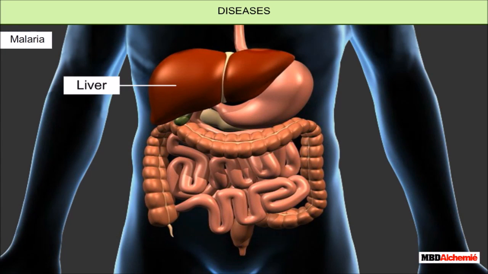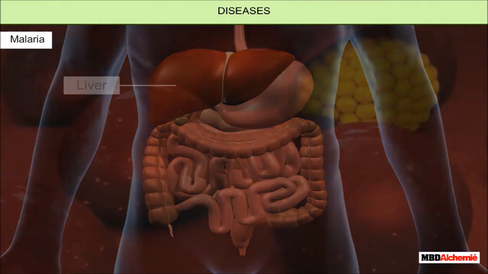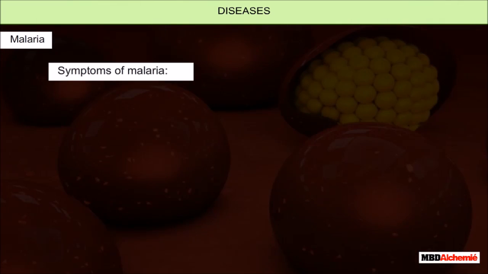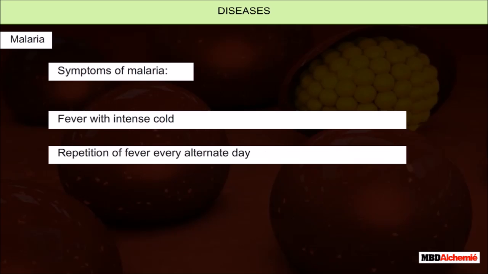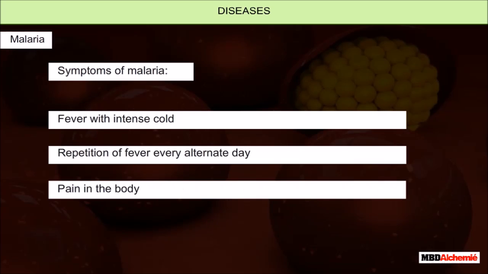Sporozoites mature in the human liver and infect blood cells. Again, mature sporozoites enter into mosquito through blood sucking. In this way, they spread mature sporozoites. Symptoms of malaria. Fever with intense cold. Repetition of fever every alternate day. Pain in the body.